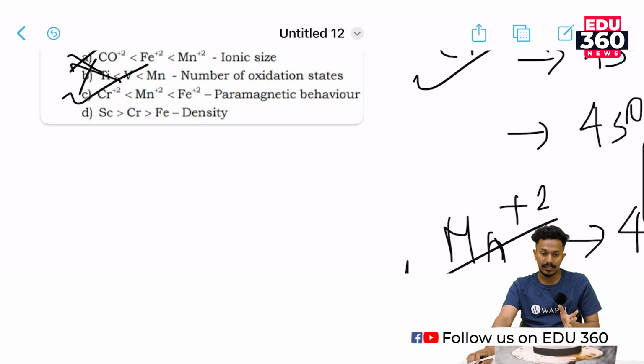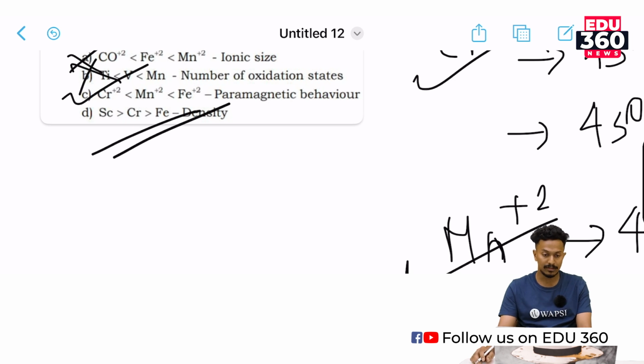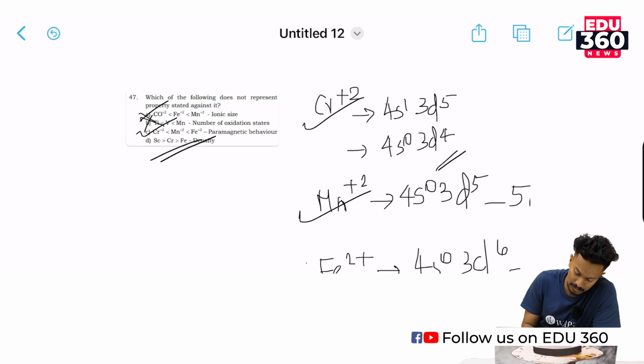Density. Well, actually density can be determined by the electronic configuration, but not in the correct order. So we could exclude that. Moving on to our next question.